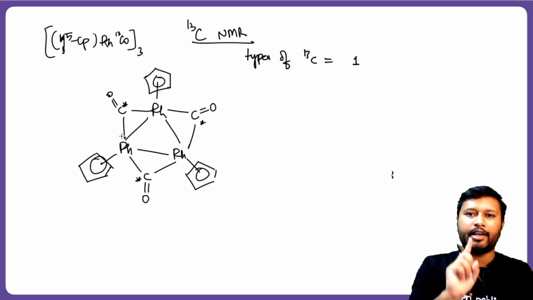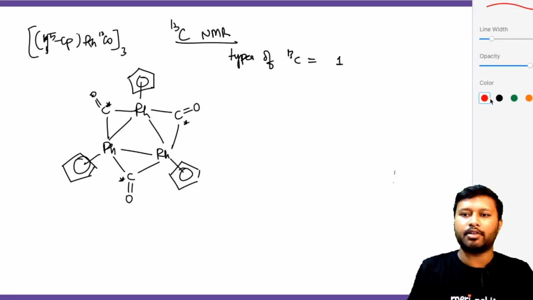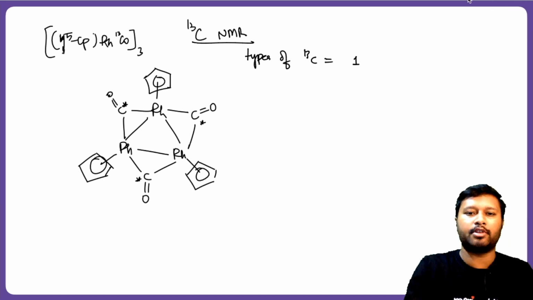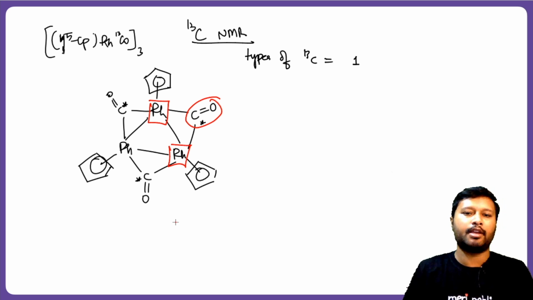So that means I will get just one signal if I only consider 13C, but that's where coupling comes into play. Each carbon of this carbonyl is attached to 2 metal centers, and other species are NMR inactive, like this oxygen. So what is going to happen now? This carbon is going to split because of the rhodium, and the number of peaks is calculated by 2nI plus 1.